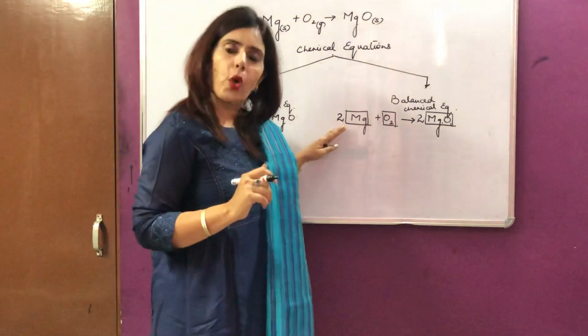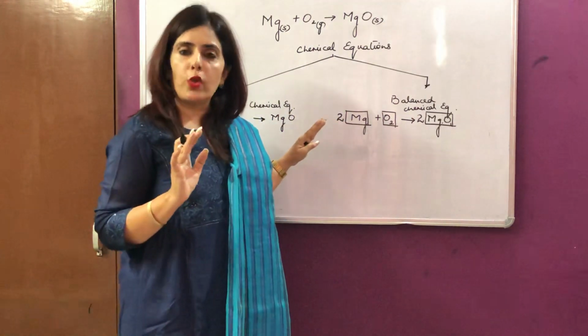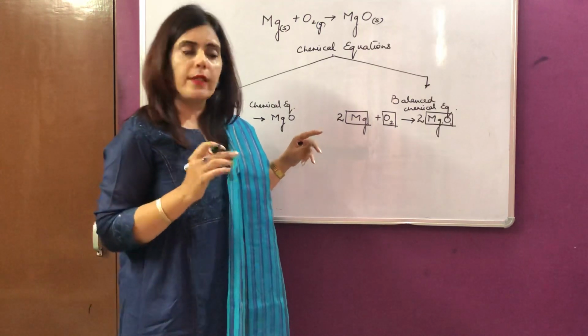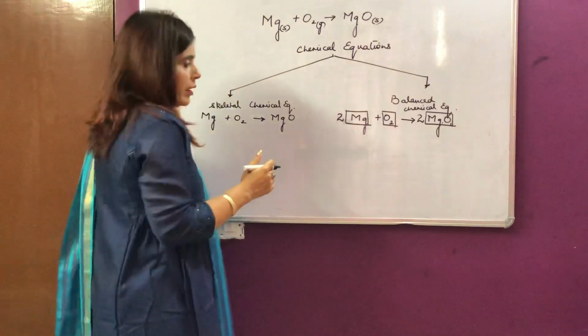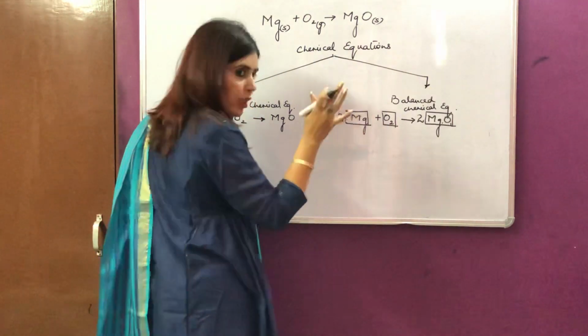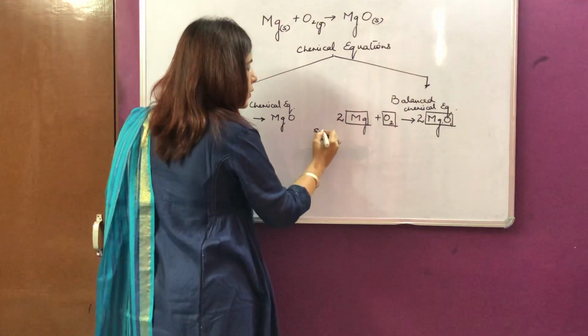But this was a very primitive equation. How to balance complicated equations? Now let us understand that. See, the first thing which you can do is you can make a chart. First write serial number.